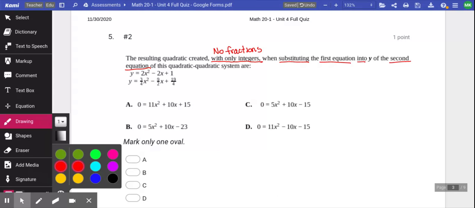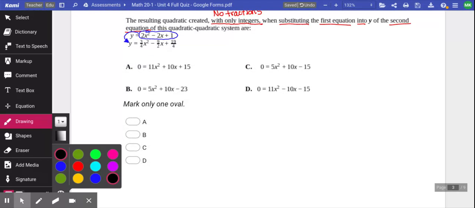Okay, so first things first. Let's do that substitution. They're going to take that first equation. They're going to say y equals 2x squared minus 2x plus 1, and they're going to substitute it into y of the second equation, which would have given them this long sequence right here. Would have given them 2x squared minus 2x plus 1 equals, and then 3 over 4 x squared minus 9 over 2x plus 19 over 4. Okay. We've done the substitution part.